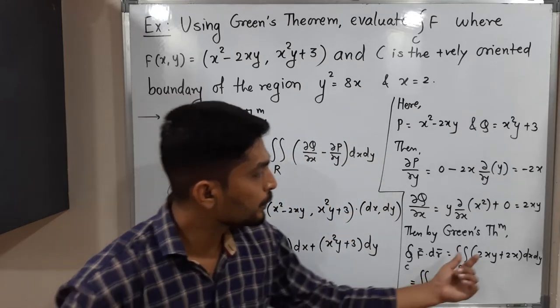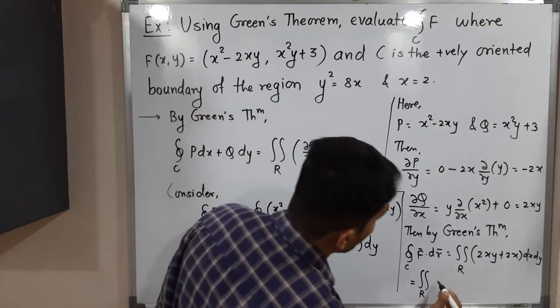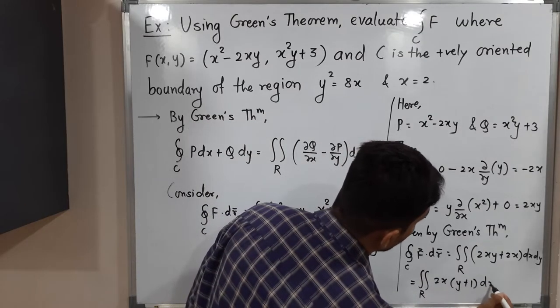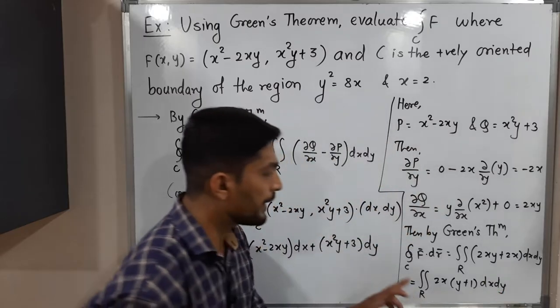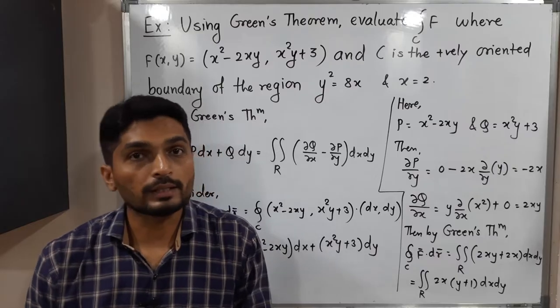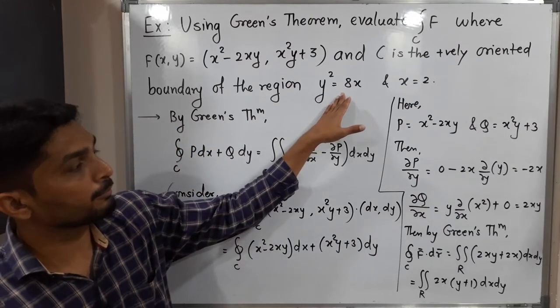See, what can we do? We can take 2 common. We can take x also common. So if you take 2x common, we'll have in bracket y plus 1 dx dy. So now we have to solve this double integration. But for solving it, we need to have its limits. So for that, we should consider the region they have mentioned here.